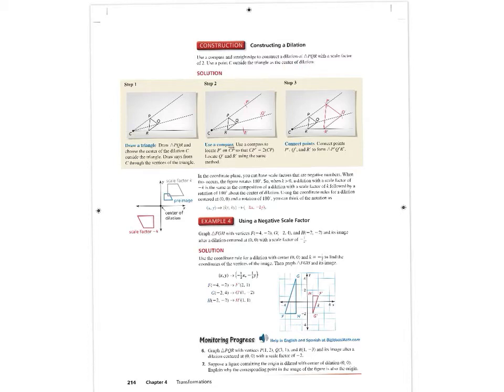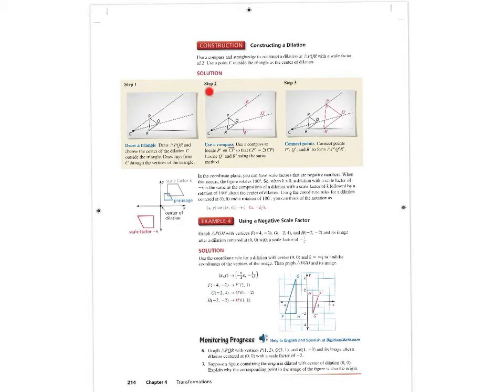So here's your first step. Draw a triangle PQR and choose the center of the dilation C outside the triangle. Then draw rays from C through the vertices of the triangle. So when you sketch, draw your triangle first, then choose the center by connecting where all 3 of these rays that pass through the vertices connect. And there's your center C.